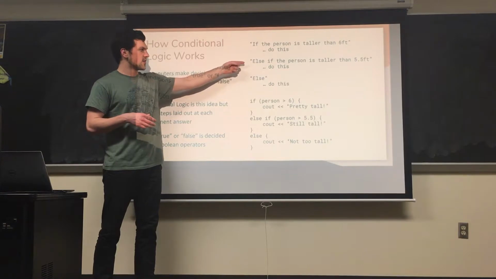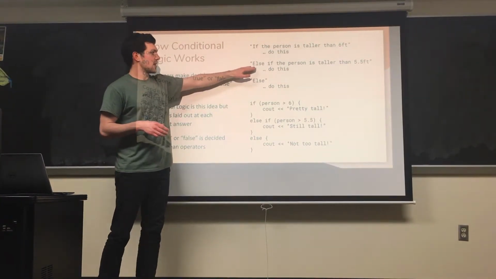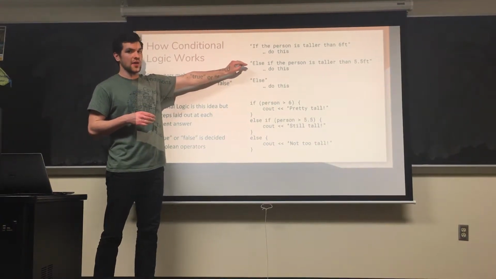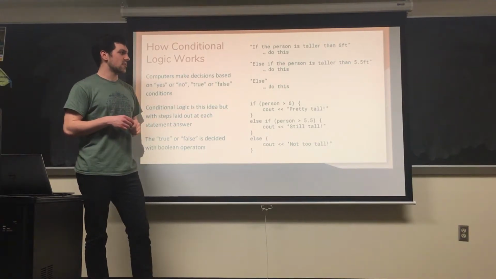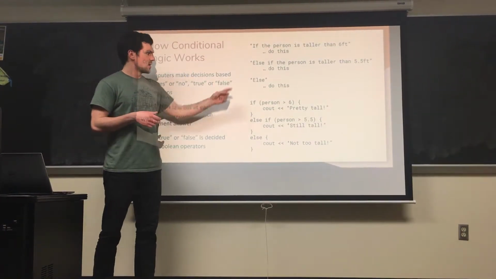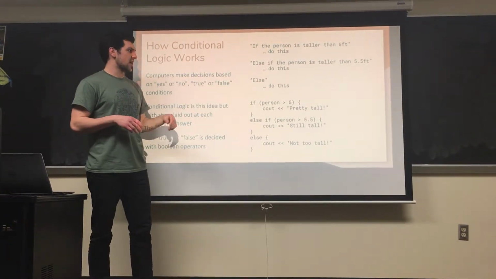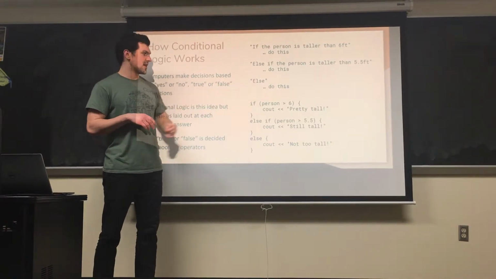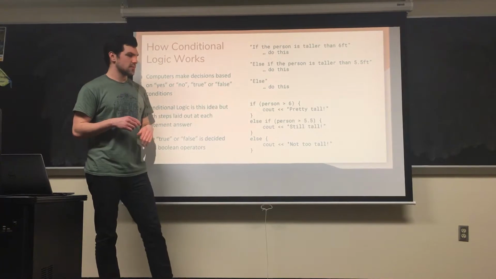Next we have our else if. If this statement is true, we'll do this, but if the statement is not true, we'll go to the next line of the conditional structure, which is the else if. So else if the person is taller than 5.5 feet, we'll do this. Finally, else, we'll do this. And this else at the end is sort of a catch-all. If none of the above statements are true, whatever the value was, we'll hit this else statement and we'll do some action. So here we have it in C++ code.